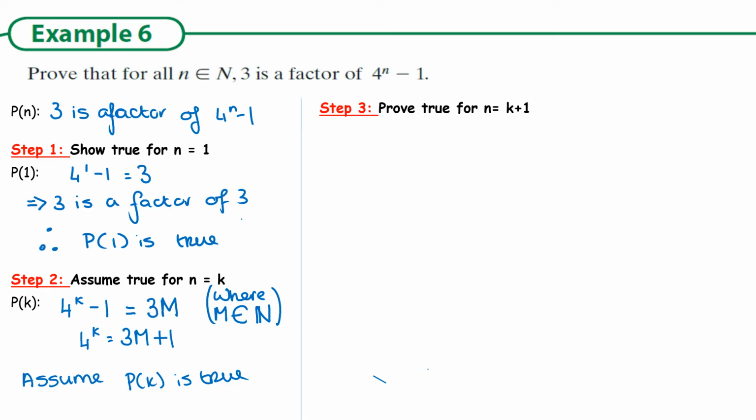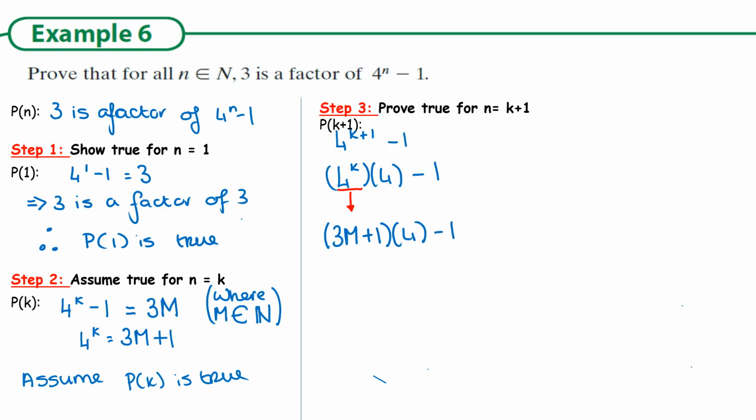So step 3, and this is the one that tends to be the really difficult part for divisibility proofs, but I think our step 2 will help us. So we want to prove that 4 to the power of k plus 1 minus 1 is divisible by 3. Let's work through that. I'm going to break this up as 4 to the power of k times 4, using my laws of indices, minus 1. Now, I want to use what I've done in step 2, so I'm going to replace this 4 to the power of k with what we had in step 2. So that's 3m plus 1, times 4, minus 1.